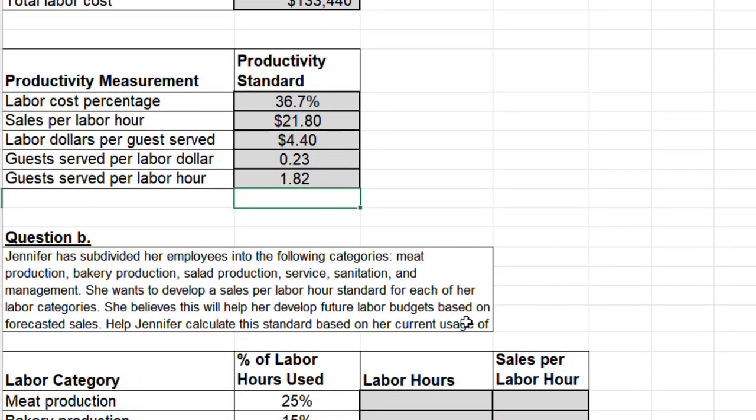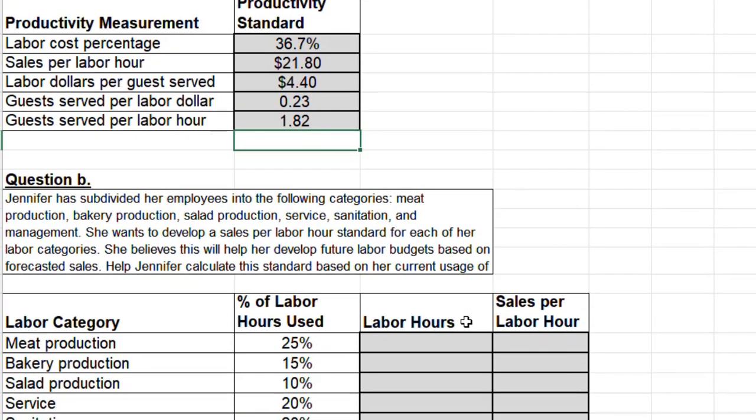All right. Okay, so in question B, Jennifer has subdivided her employees into the following categories: meat production, bakery production, salad production, service, sanitation, and management.